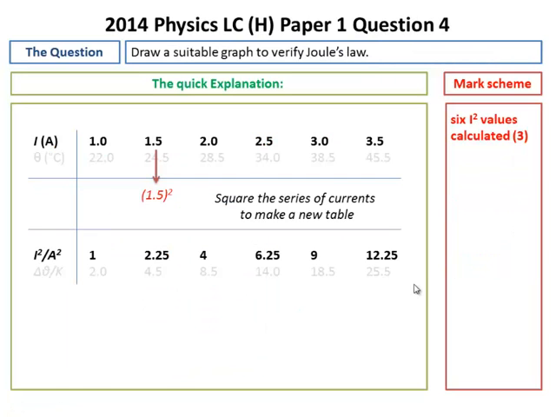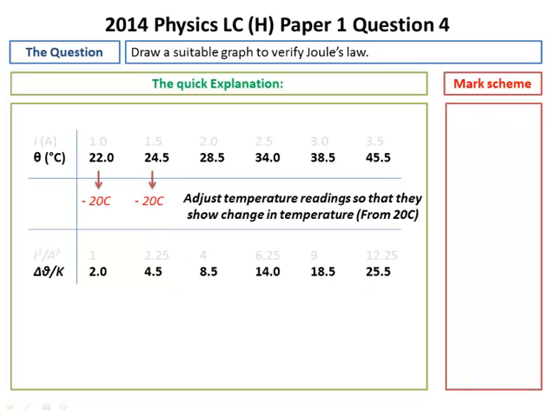Okay. So you're first asked to draw a graph to verify Joule's law. You've got to make a new table here, of course. You've got to square all those currents. So let's take an example. You take your 1.5 there, you put it in your calculator, 1.5 squared equals, and you get 2.25. So write out your whole table again like that for I squared. You then take your temperatures and you subtract 20 degrees from each of those to find the overall change in temperature, and use that in your new table.